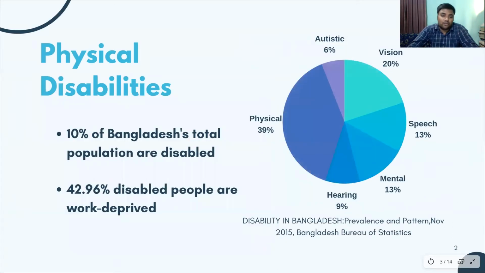Moving to the next part, which is physical disabilities. We can see that 10% of Bangladesh's population are disabled, and according to the Bangladesh Bureau of Statistics, 39% of them are physically disabled, and also 42.96% of disabled people are work deprived. So they can't get work because of their disabilities.